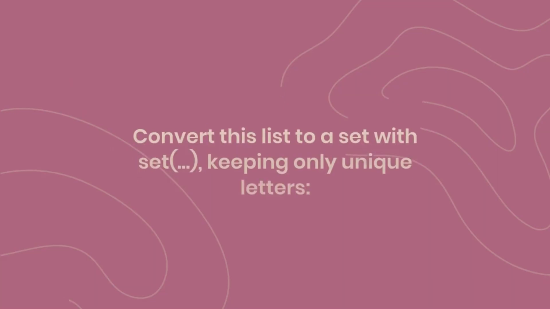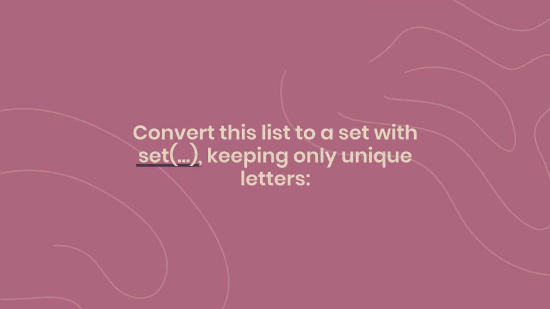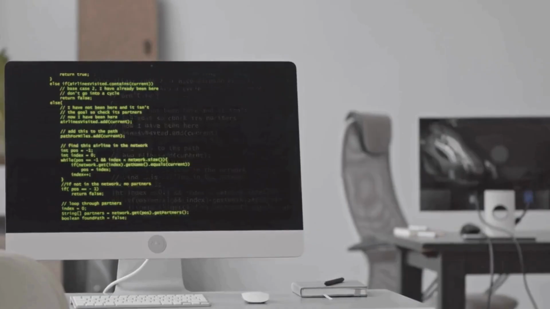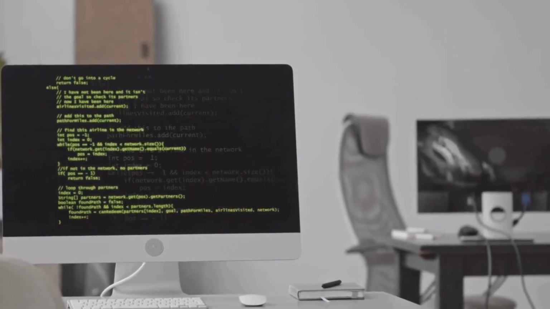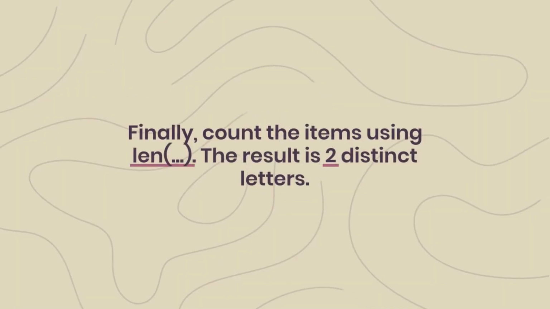A, B, A, B. Convert this list to a set with set, keeping only unique letters: A, B. Finally, count the items using len. The result is 2 distinct letters.